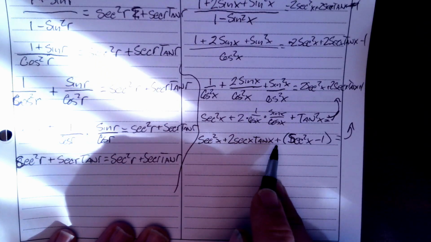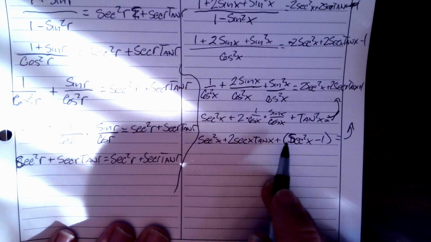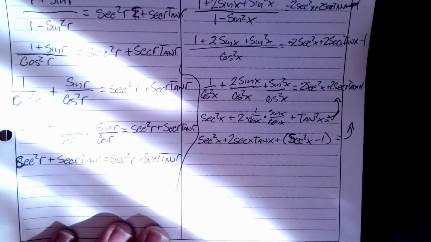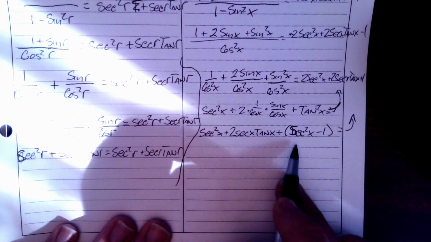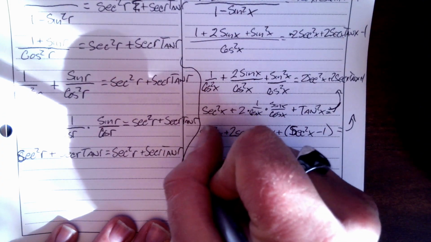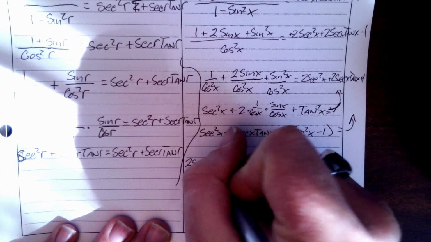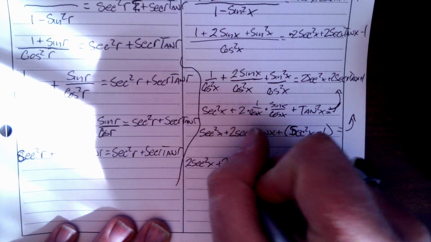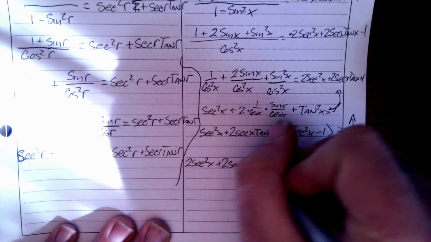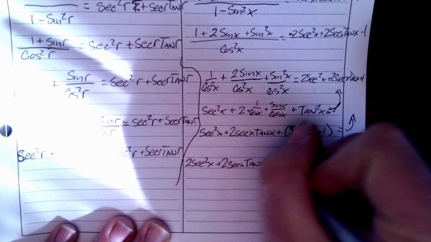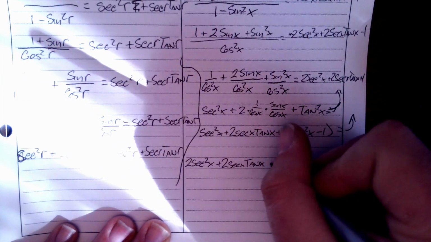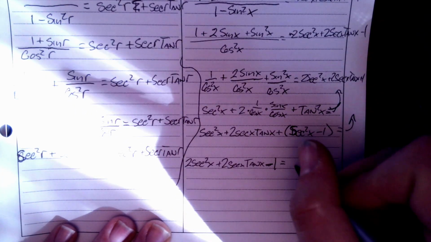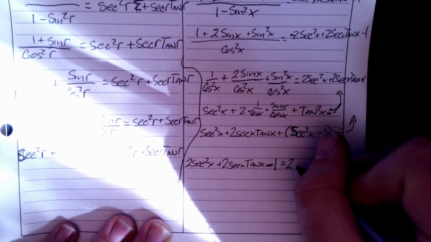But again, we don't need the parentheses really. I was just trying to highlight the tangent because we're just adding. We're not going to distribute or multiply or anything. So secant squared plus another secant squared is 2 times the secant squared. We already have our plus 2 secant tangent. And we are subtracting 1. And again, our final step in an identity is showing and proving that it equals exactly itself.